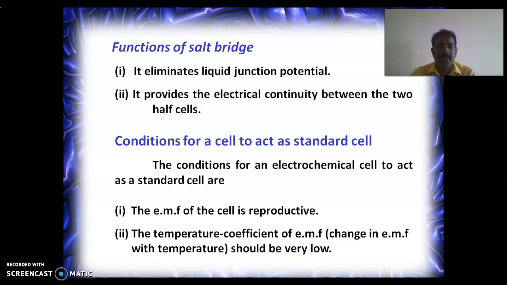And then the conditions for a cell to act as a standard cell. The EMF of the cell should be reproducible, and also the temperature coefficient of the EMF should be very low, that is, the change in EMF with temperature should be very low. These are the two conditions for a standard cell.